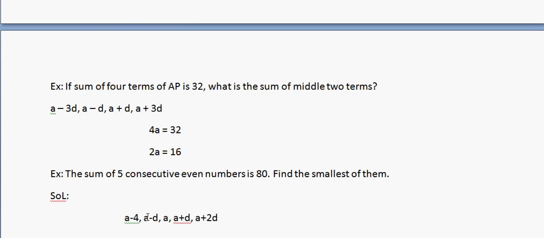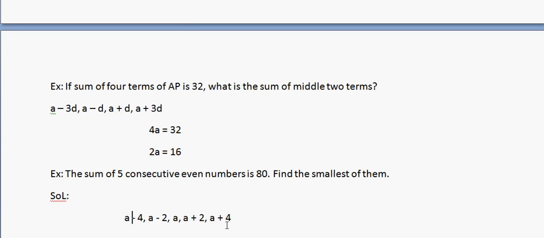So we assume a minus 4. To put things in perspective, it's a minus 4, a minus 2, a, a plus 2, and finally a plus 4. So these are the numbers which we assumed. There is nothing wrong in that. We can do that.